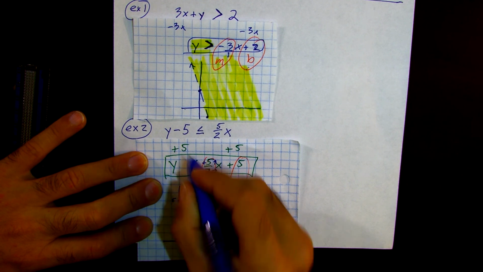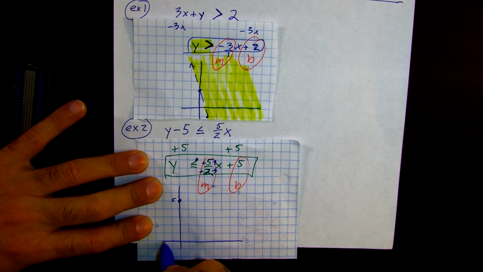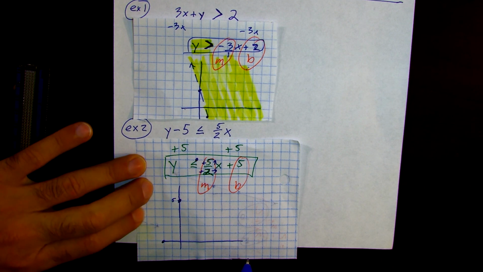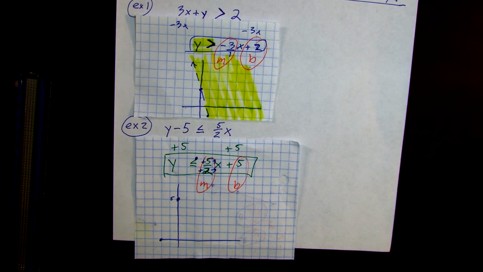1, 2, 3, 4, 5. I'm going to go over positive 2. 1, 2. So it's kind of right here. We could also go down 5 and over -2. That's going to give us the same line here. Just go down 5 and left 2. Yeah. That's what I did.